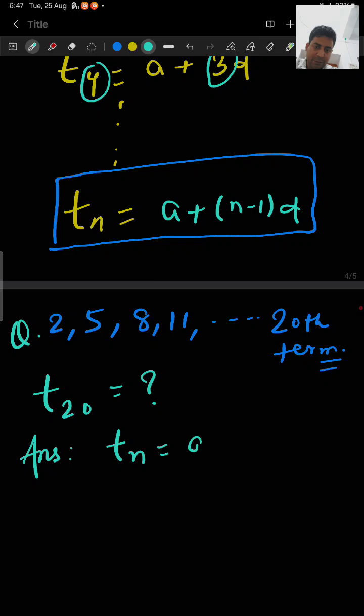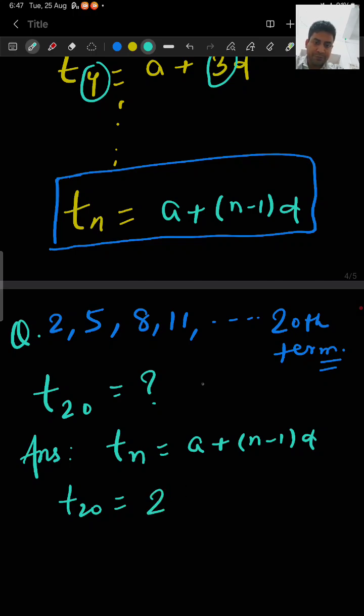Tn formula we all know: a plus n minus 1 into d. Then t20 will be a. What is a? A is the first term. In the alphabet, a is also the first letter. Like that, we can also remember it with this trick.